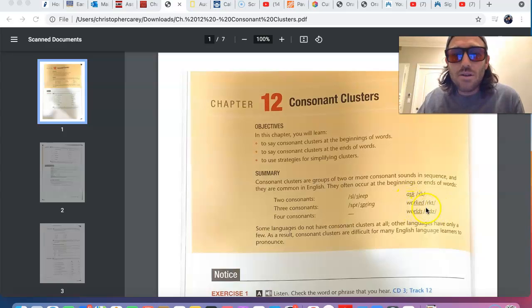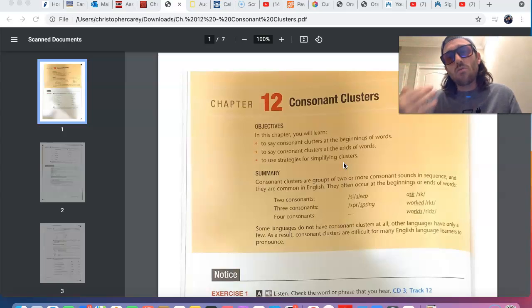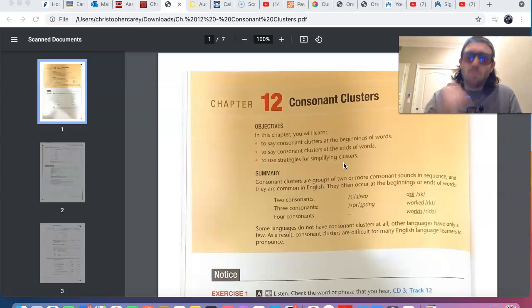Worked. We looked at it actually in chapter 4. We talked about how that middle consonant sound is omitted. These are strategies that we use to simplify, to make our pronunciation easier, to improve our rhythm, our comfort, and in the end, for people to understand us better. So that's what we're focusing on this chapter.